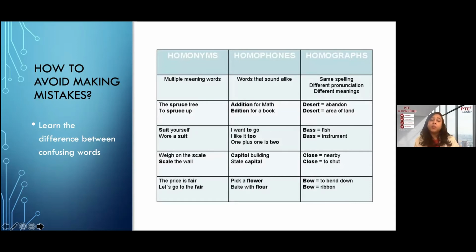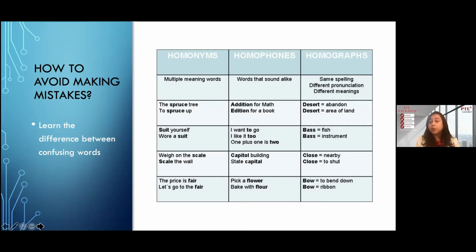So homonym means when a word has multiple meanings based on context. For example, suit yourself. If I say you just suit yourself, it just means adjust yourself in a certain situation. But at the same time, if I say you are wearing a suit, it means you are wearing a specific kind of dress. So the word suit can be very different in different contexts and situations. So this is an example of homonym, where one specific word has multiple meanings depending on context.